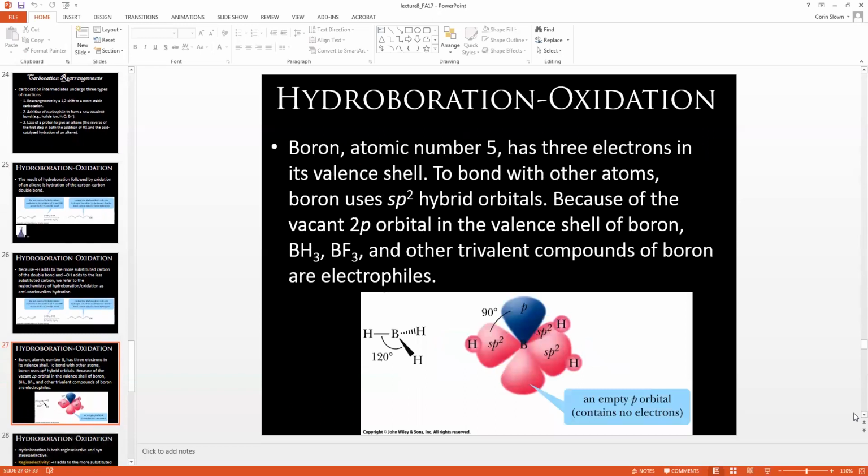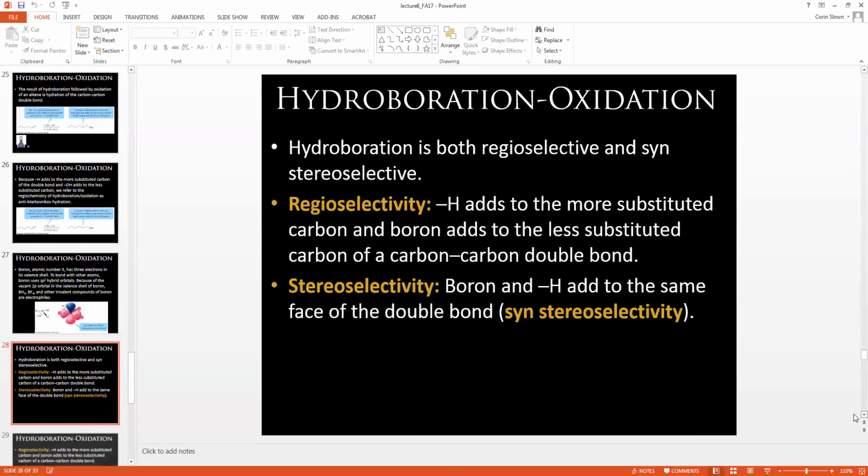Boron, with the atomic number 5, has 3 electrons in its valence shell. To bond with other atoms, boron uses sp2 hybrid orbitals. And because of that vacant 2p orbital in the valence shell of boron, BH3, BF3, and other trivalent compounds of boron are always going to be electrophiles.